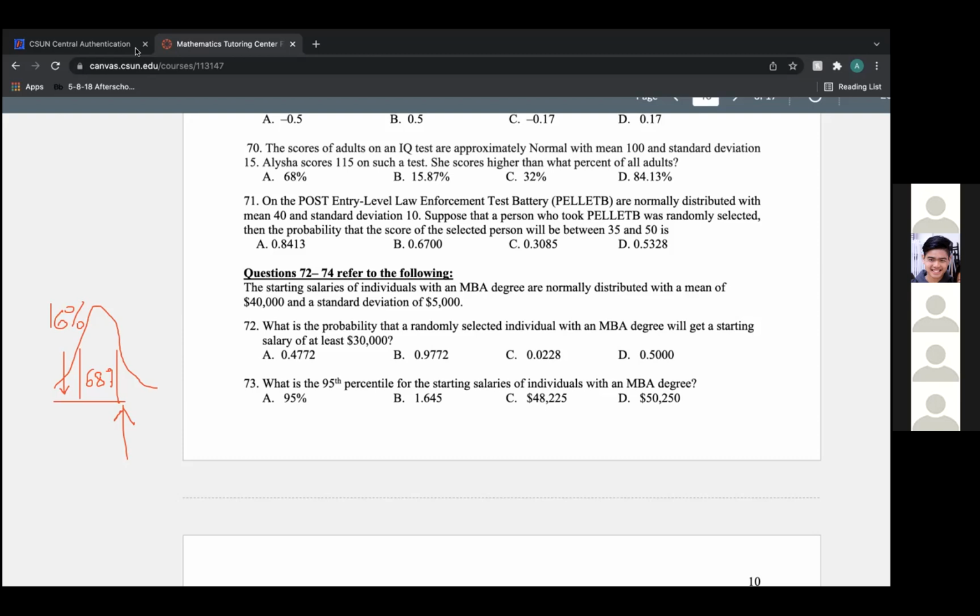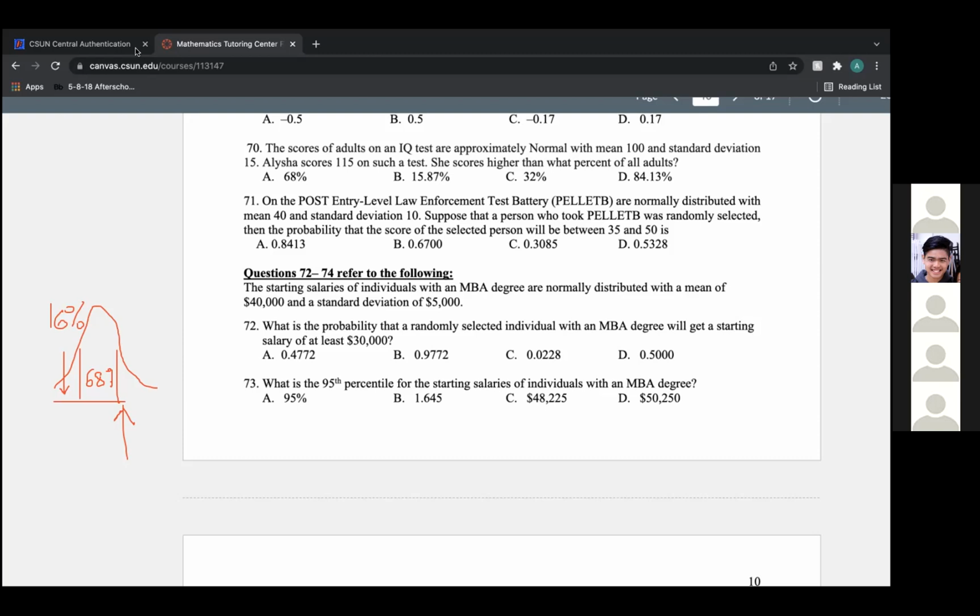So that's it for D. Of course, again, you could have done it by process of elimination in your head, at least ballpark, because if the mean is 40, we want one deviation up to 50 and a half a deviation down to 35. So it's going to be less than 68%, but more than 34%. And really only one of them falls in that category of 0.5328.